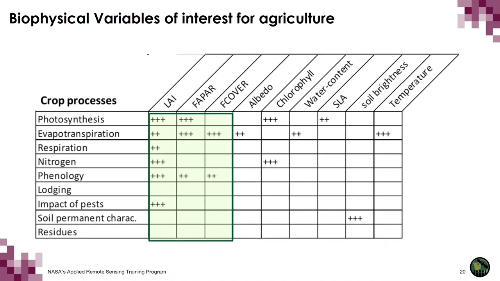In this image, you can see which biophysical variables can be used for monitoring certain features of crops. For instance, for monitoring phenology, as a first choice, you would use leaf area index. And as secondary measures, you could use FAPAR and FCOVER to complete the information. The same if you want to see the impact of pests on crop, you also use leaf area index.